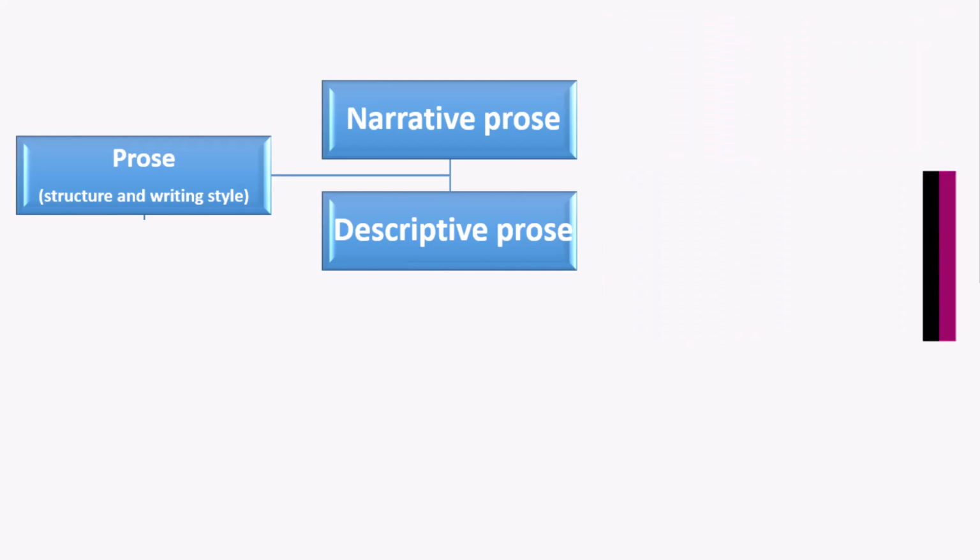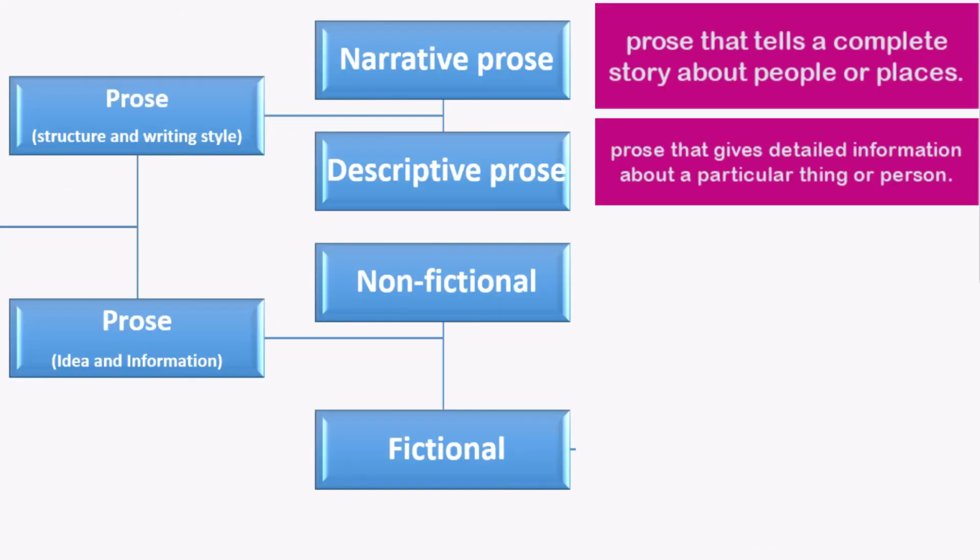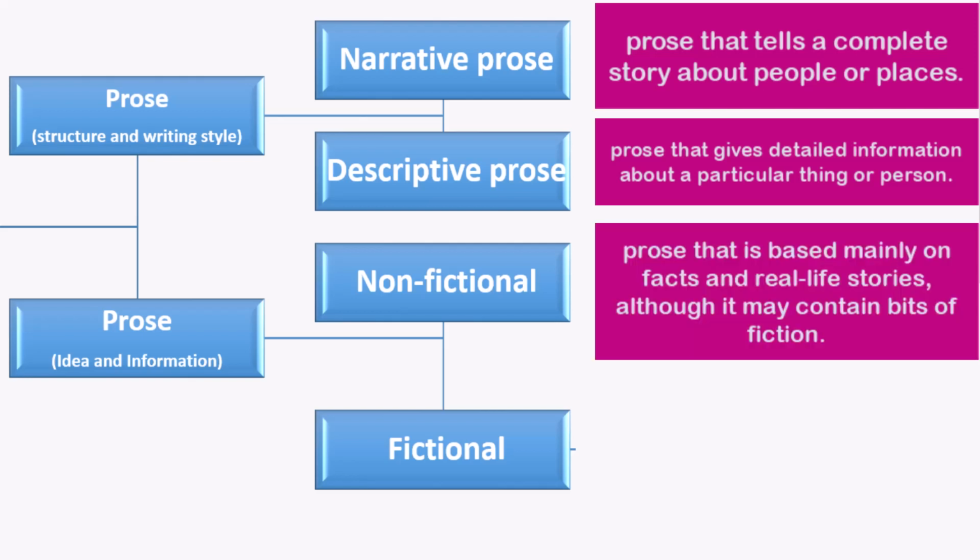On the other hand, in terms of the idea and information contained in a prose, there are 2 major types of prose, namely 1. Non-fictional prose and 2. Fictional prose. Let's take a look at these prose types in details. Non-fictional prose. It is a prose that is based mainly on facts and real-life stories, although it may contain bits of fiction. An example of non-fictional prose is newspaper publication and magazines.